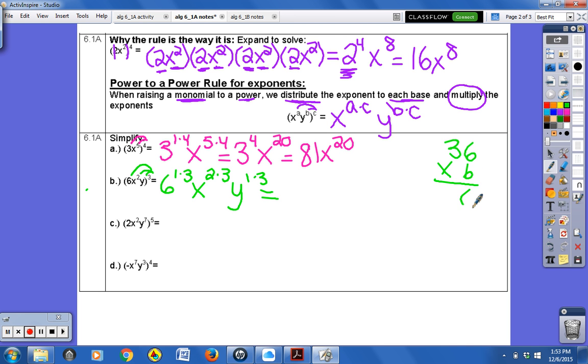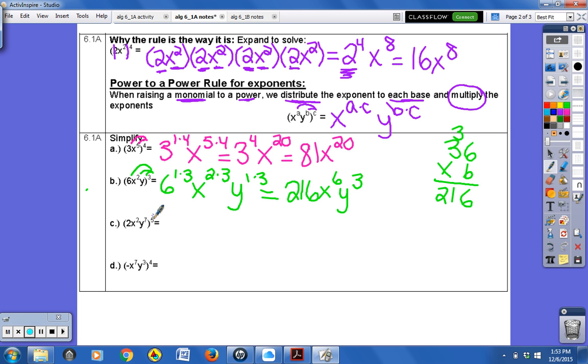So 6 times 6, 36. Carry the 3. 6 times 3 is 18, plus 3 is 21. And that gives me 216. And then we have an x to the 6th and a y to the 3rd. And there's our answer for that problem. So now we're going to move to the next one.